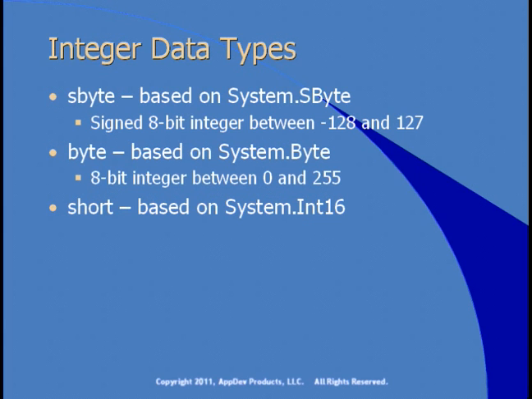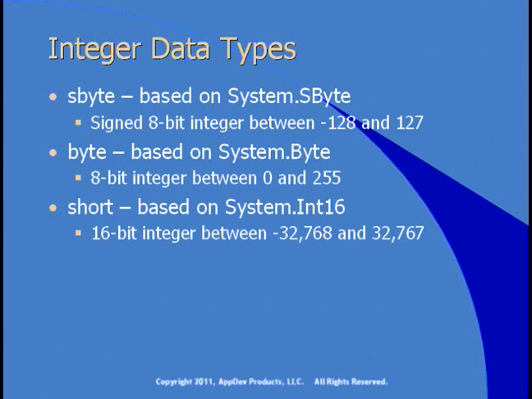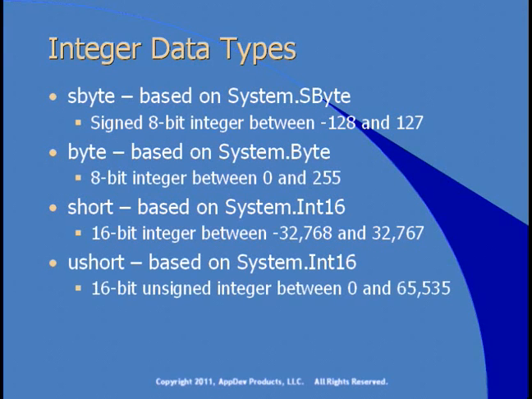The next largest integer data type is short, based on System.Int16. This holds a 16-bit integer between -32,768 and +32,767. There's an unsigned version of this, which stores numbers between 0 and 65,535.